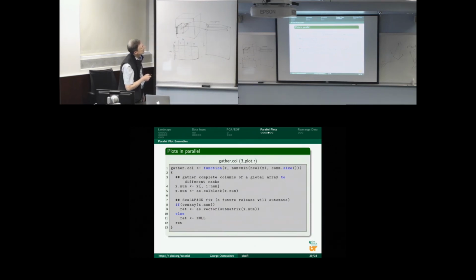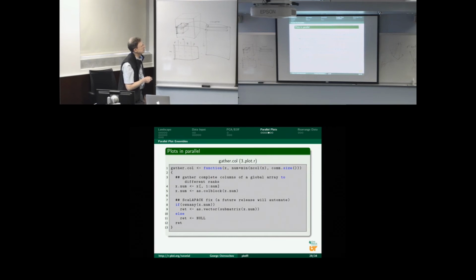So what do I do here? I select, so I limit this to a certain number of columns. I don't use all of them. And then the pbdR function, as column block, will just do that for you. It'll take the block cyclic form into this column block form. And so it's really easy.